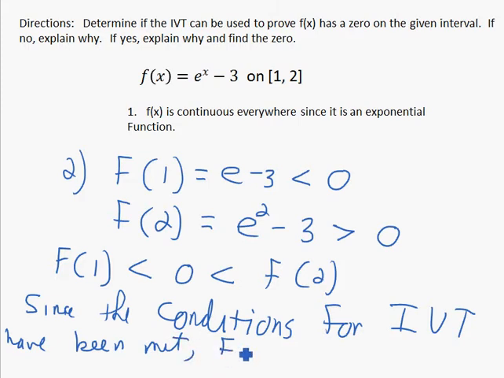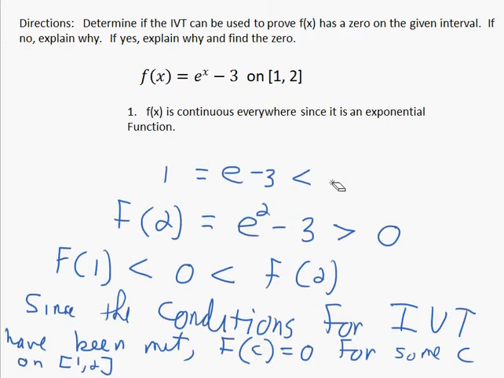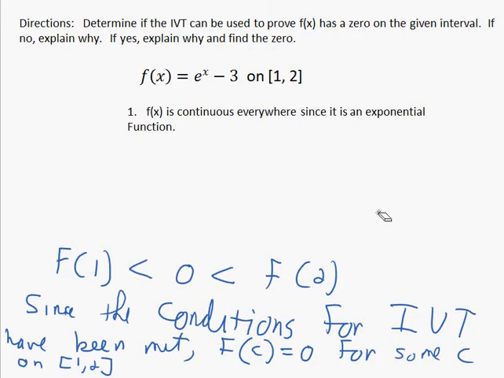we know that our function here, which is f of x, so I'm going to say f of c, has to equal 0 somewhere for some c value. I'm running out of room here, but I'm going to squeeze down here on the interval we've been given, 1 to 2. Now they want us to find it. So they're saying where, if IVT applies, find the 0. So we know it has to equal 0 somewhere between 1 and 2.